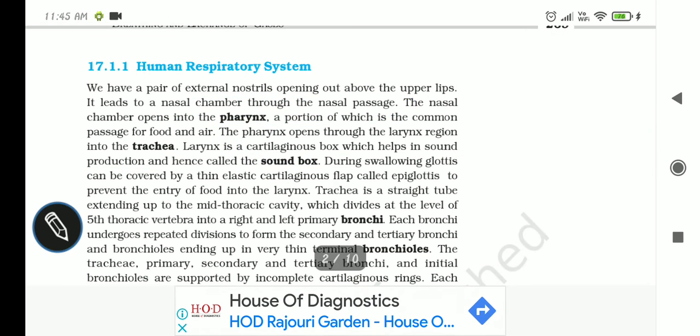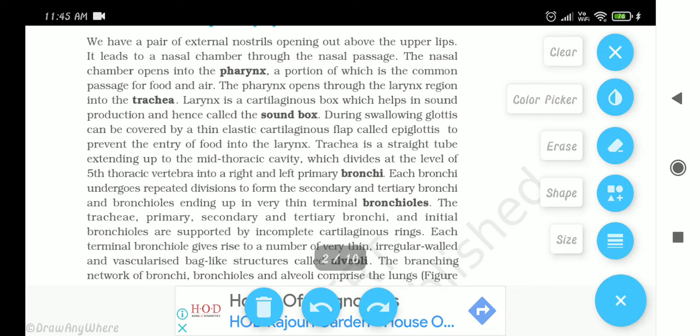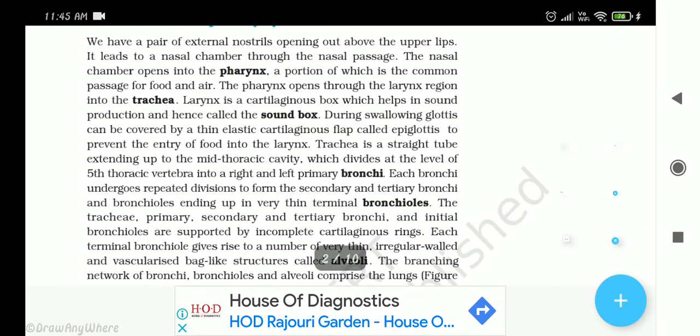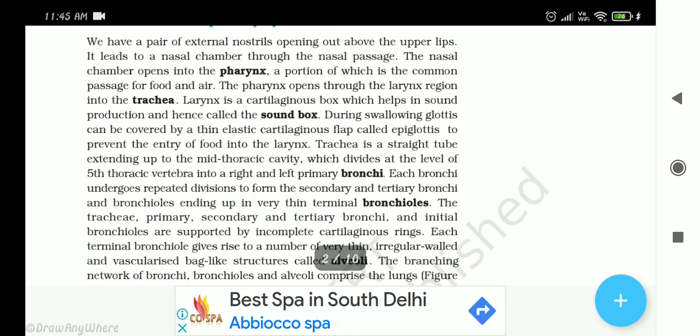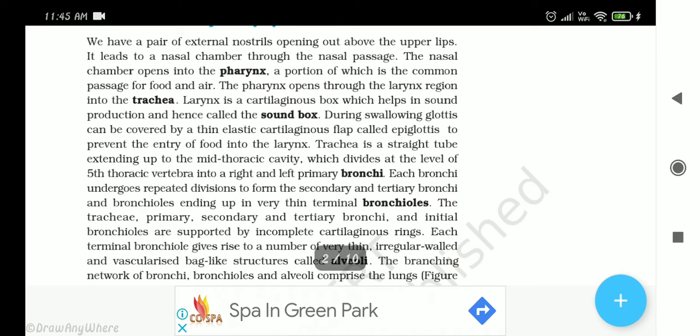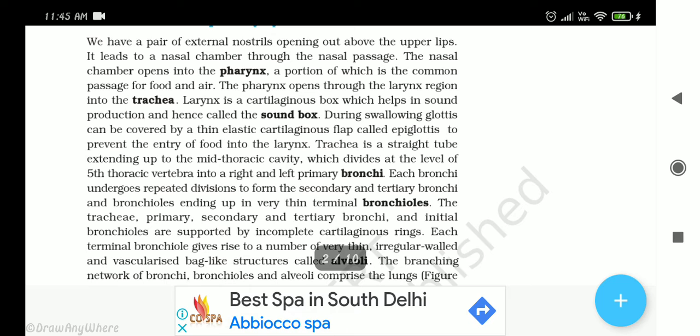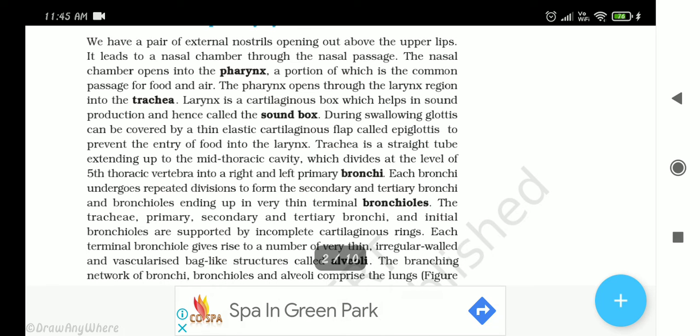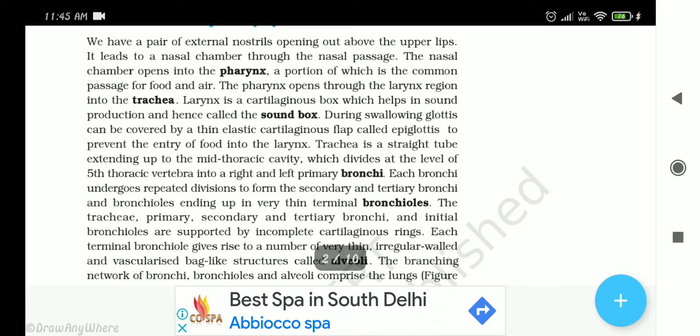The epiglottis helps so that the food material will not move on to our windpipe. The food particle will not move into our windpipe. That's why this is a flap-like structure. It opens and closes when needed, so that the food will not move on to our sound box and windpipe. It protects from that.